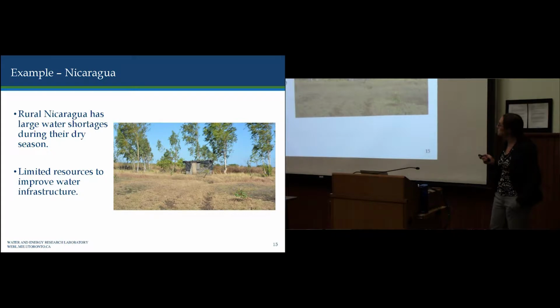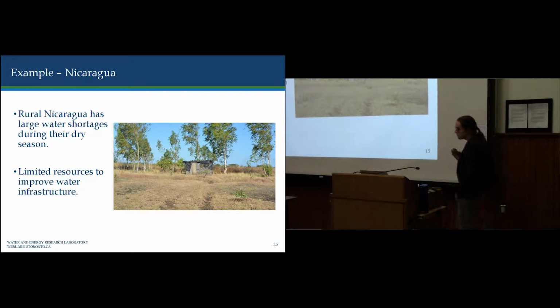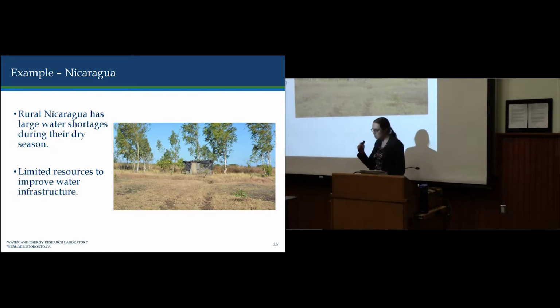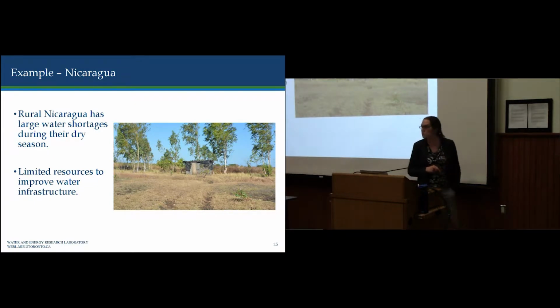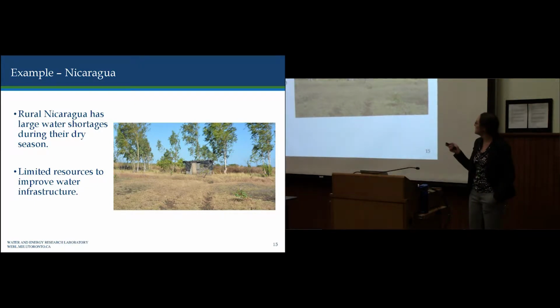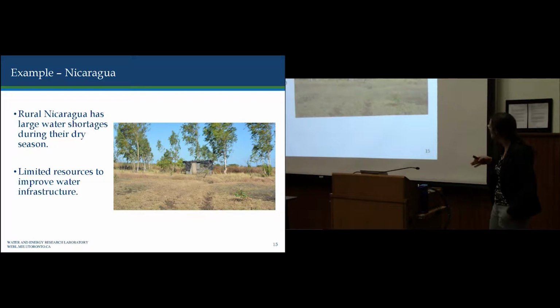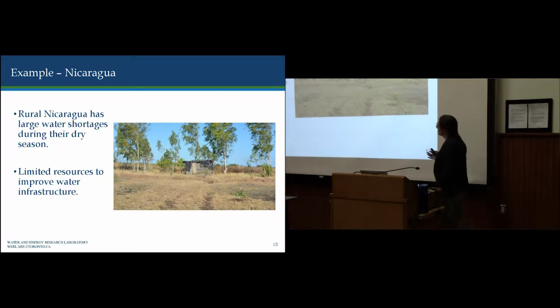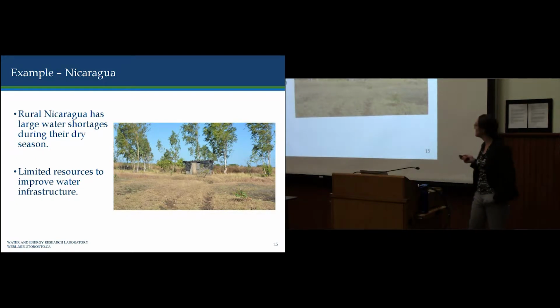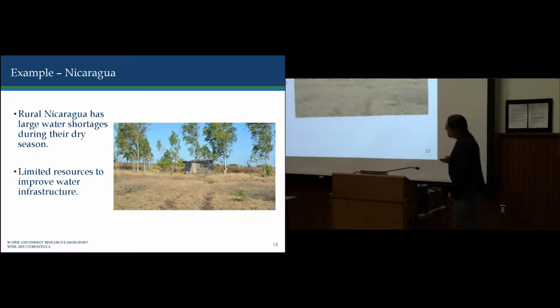And why it's a real big problem in Nicaragua in particular is that Nicaragua has a really long dry season, about half the year. It doesn't rain very much, maybe tiny bits, but not much. So they have a huge dry season, and this is what the landscape looks like in Nicaragua during that dry season. You can see all the brown grass. Part of the challenge is that 30% of the population lives on less than $2 a day, and the government doesn't have a huge amount of funds, so there are limited resources to improve the infrastructure of the water systems. Okay, so this is a challenge.